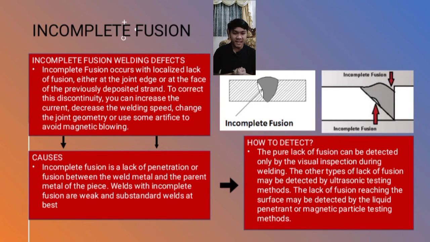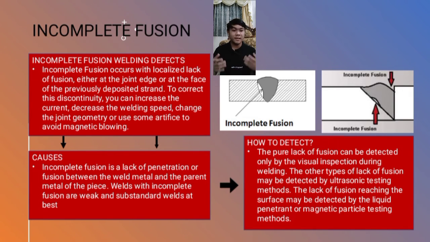Incomplete fusion. Incomplete fusion welding defect. Incomplete fusion occurs with localized lack of fusion, either at the joint edge or at the face of the previously deposited strand. To correct the discontinuity, you can increase the current, decrease the welding speed, change the joint geometry, or use some artifice to avoid magnetic bowing.